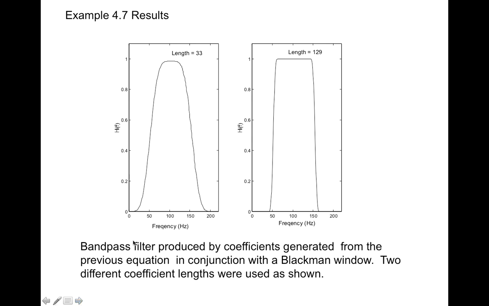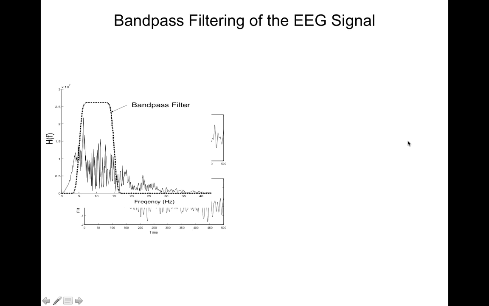So that's a bandpass filter produced by those coefficients in conjunction with a Blackman window. Here's an example where we use a 33 point length filter and a 129 point filter, and you can see the difference in how sharp the cutoff is as well as how sharp the attenuation is. Both of these are using a Blackman window, so that Gibbs phenomenon is not showing up. We're not seeing a ripple here. So this bandpass filter is then applied to the signal via convolution.